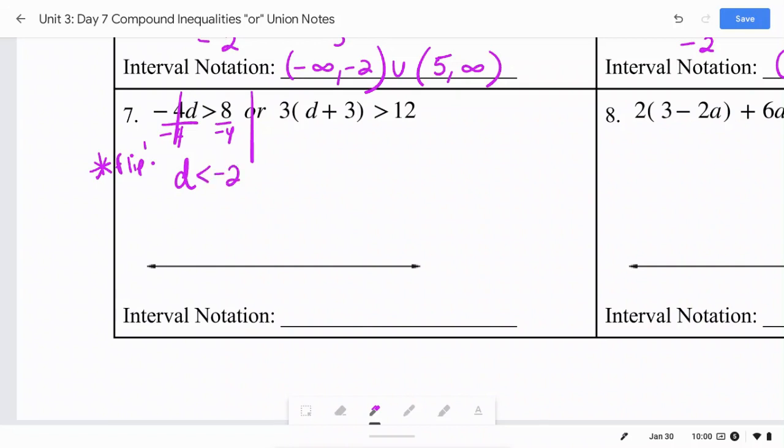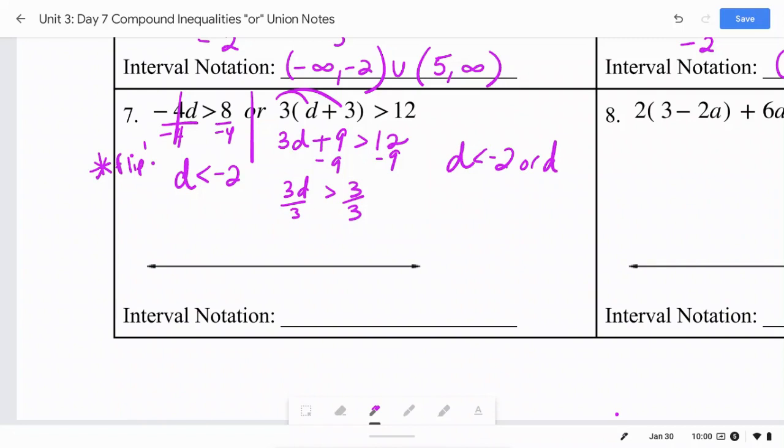For the second inequality, you're going to distribute the 3. So you get 3d plus 9 is greater than 12. Subtract the 9, you get 3d is greater than 3. Then divide by 3. So my answer would be d is less than -2 or d is greater than 1.